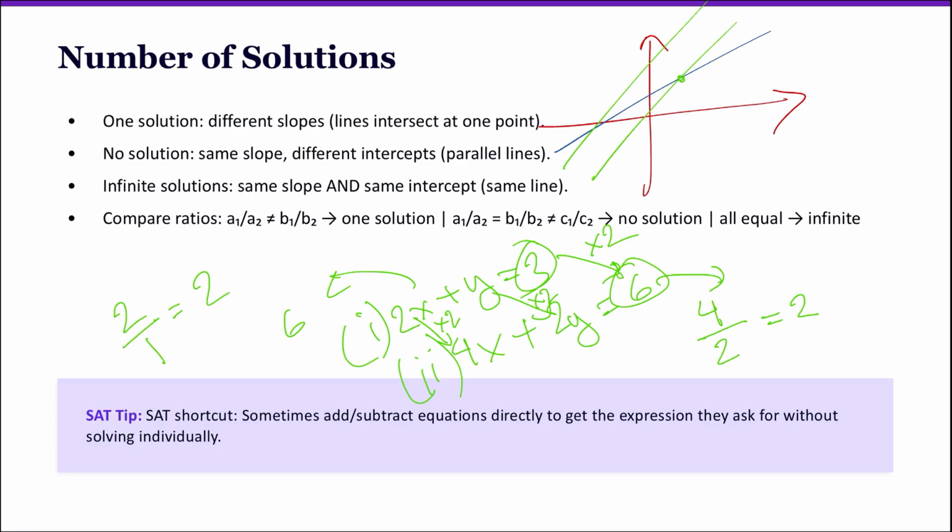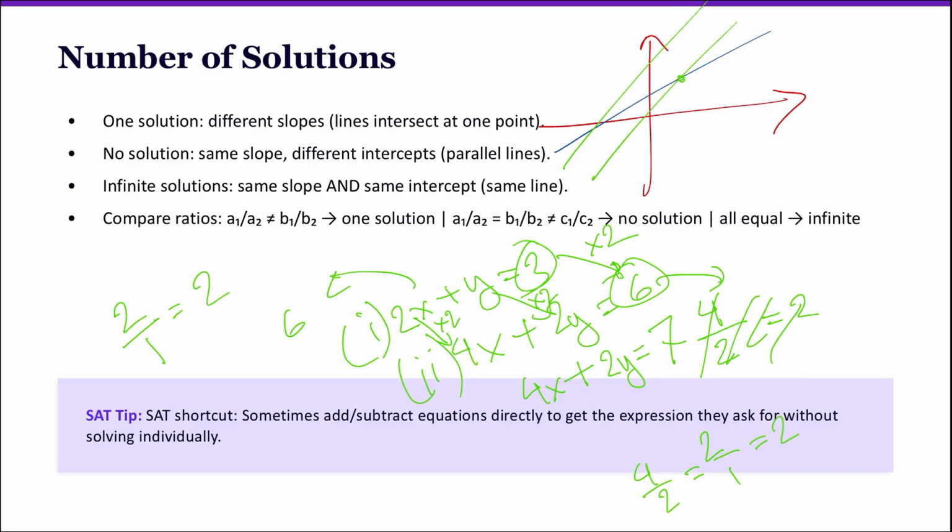Now, if we had here instead of 4x plus 2y equal to 6, if we just tweak it a little bit and we say 4x plus 2y is equal to 7, then suddenly we can see that if we compare the x coefficients, what do we get? We get 4 over 2. If we compare the y coefficients, we get 2 over 1. So they're both equal to 2.